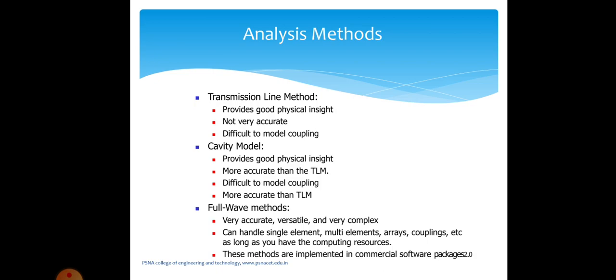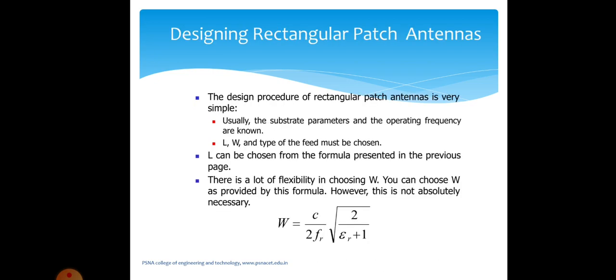So the transmission line method provides good physical insight, but it is not very accurate and is difficult to model coupling. The cavity model method provides good physical insight and is more accurate than the transmission line model, but it is also difficult to model the coupling. But the full wave method is very accurate, versatile, and very complex. It can handle single elements, multiple elements, arrays, and couplings. So generally we go for full wave methods. These methods are available in the software packages themselves.